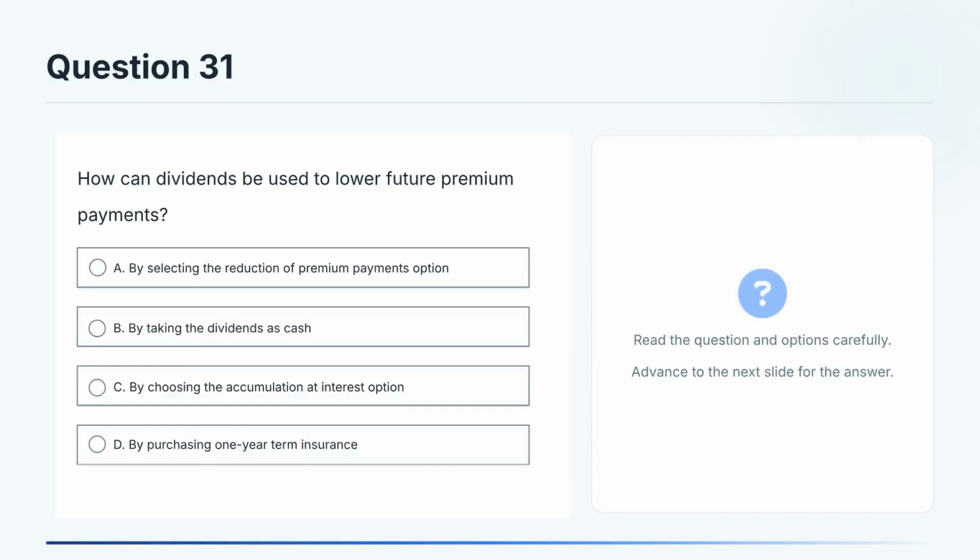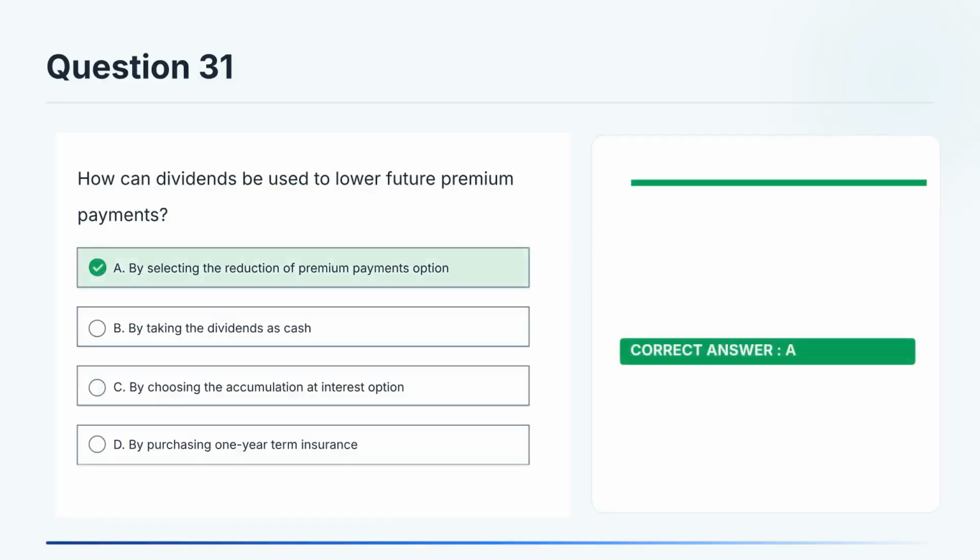Question 31. How can dividends be used to lower future premium payments? A. By selecting the reduction of premium payments option. B. By taking the dividends as cash. C. By choosing the accumulation at interest option. D. By purchasing one-year term insurance. The answer is A. By selecting the reduction of premium payments option.